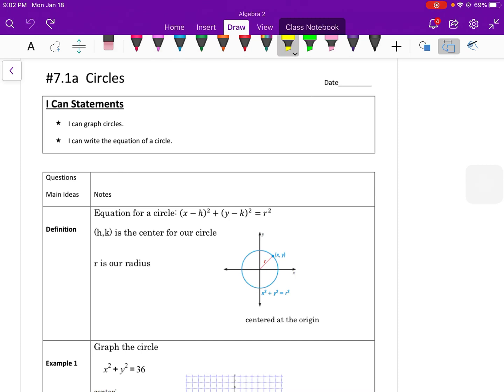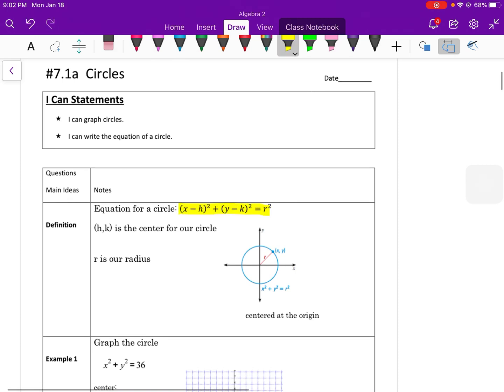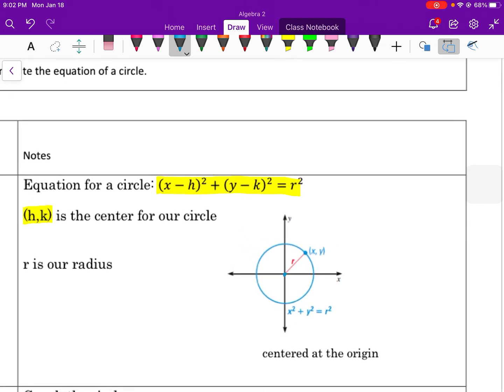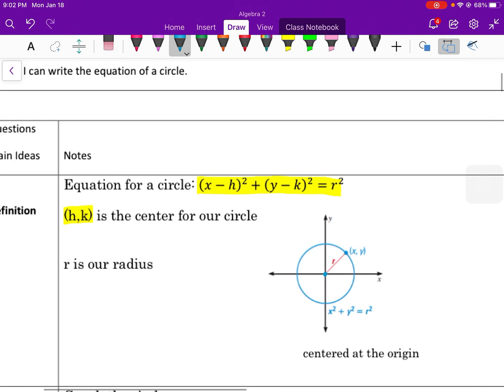The standard equation for a circle is of this form right here: the quantity x minus h squared plus the quantity y minus k squared equals r squared, where (h, k) is the center of our circle. So in this example right here, the center is the origin, so for (h, k) it would be (0, 0). And then r is our radius, so this length from the origin to the point (x, y), that distance is r.